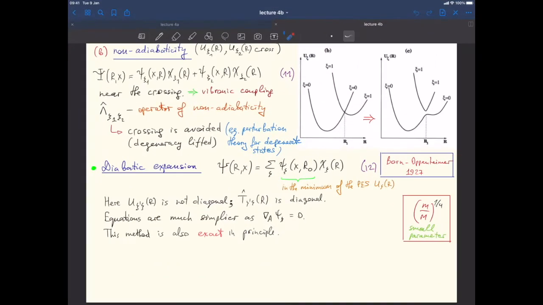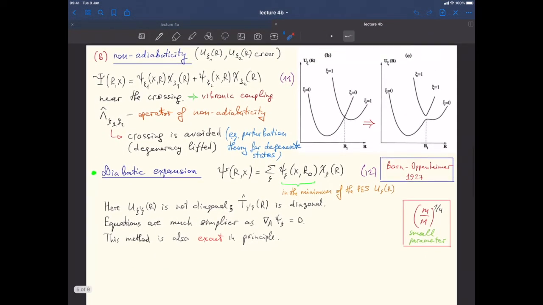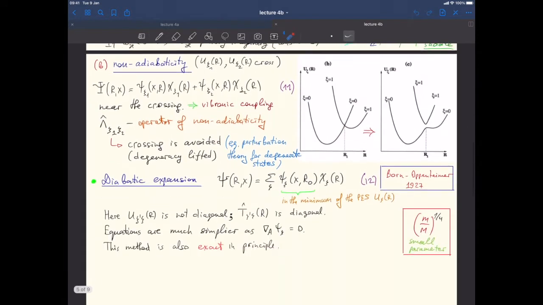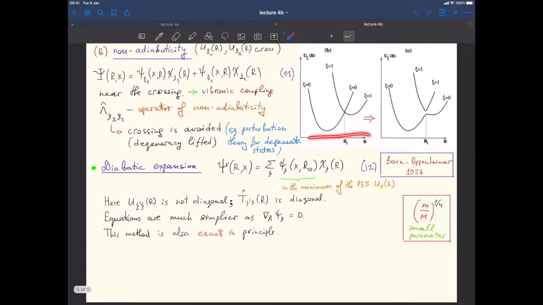So this was the adiabaticity approximation, and what can we learn from it? But what happens if the potential energy surfaces we had in this picture are actually not that far away from each other, but may cross? This is a situation which you may find in many cases as well. So you have crossings here.